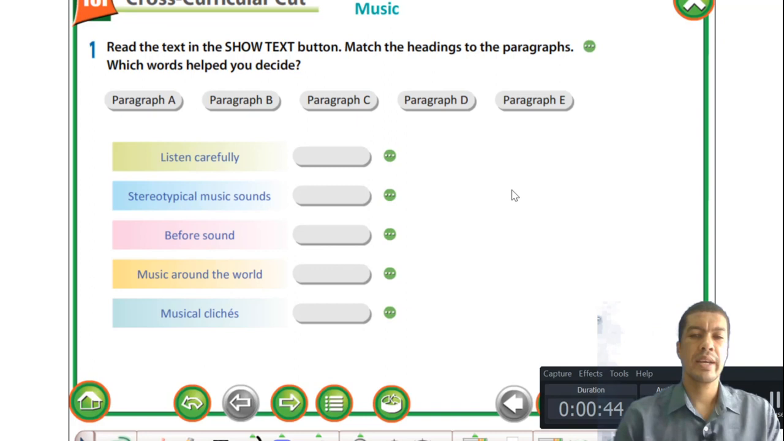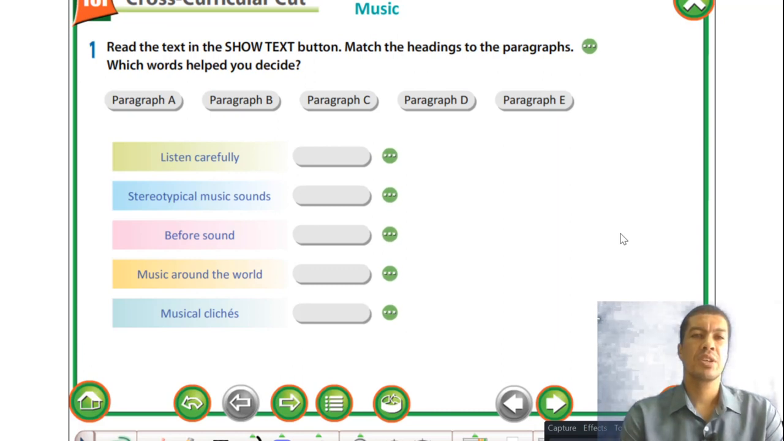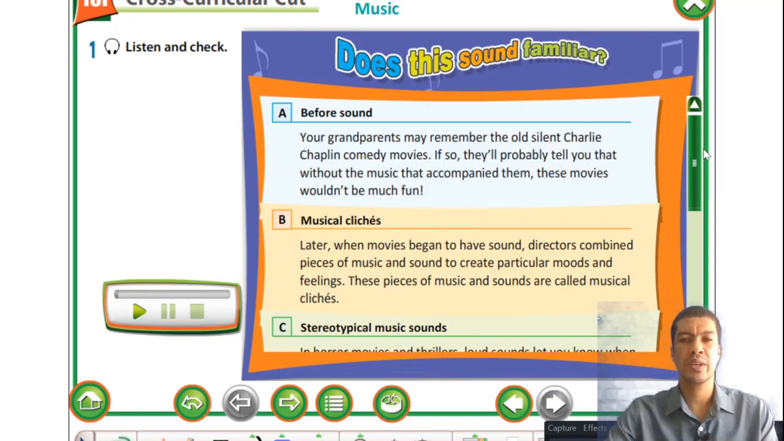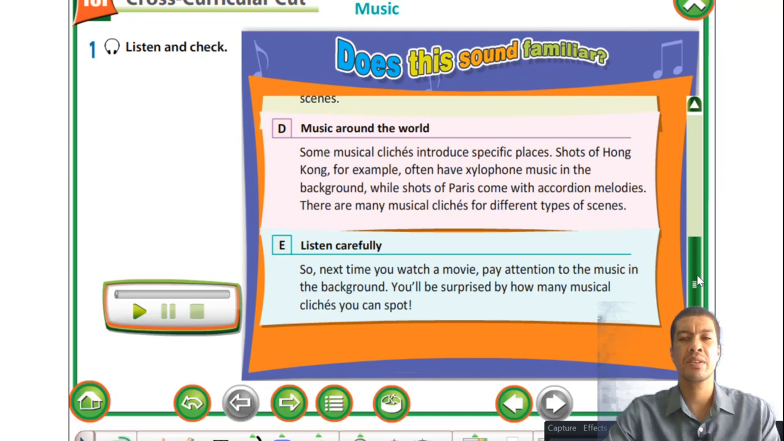Right, so looking at number one and looking at your page, read the text in the show text button and match the headings to the paragraphs. We have paragraph A, B, C, D, and E. Which words help you decide? This is an activity that you can do beforehand, and I want to stress your attention to the paragraph. Paragraph A being before sound, musical cliches, stereotypical music sounds, and music around the world. And the last one is listen carefully. So these are our five paragraphs that we are going to use.